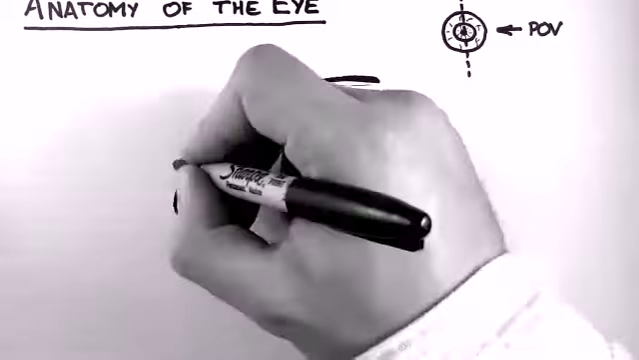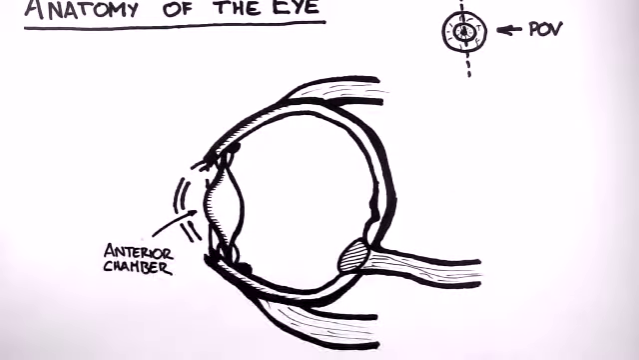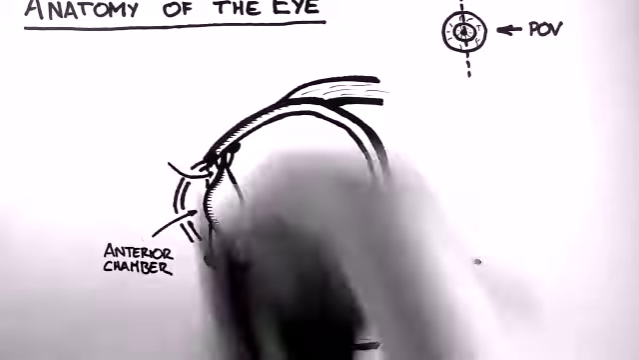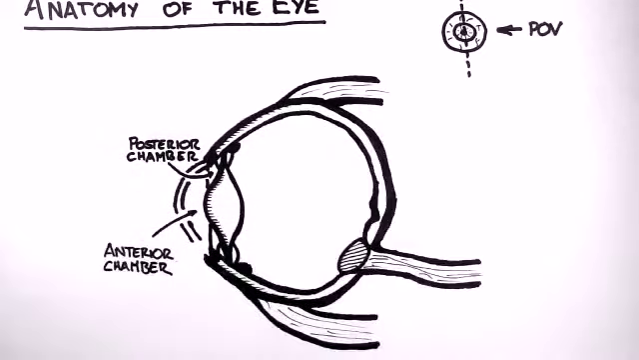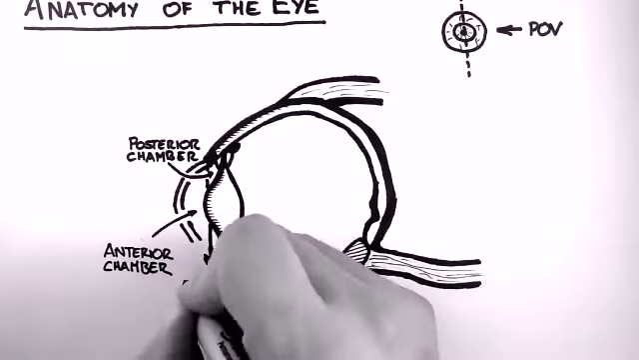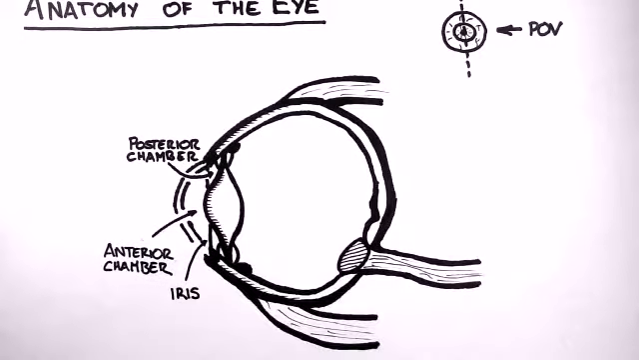The eye kind of looks like this, and I'll start by labeling some of the major features. The anterior chamber is this space at the front of the eye here. And just behind it, we have the posterior chamber. These two chambers are filled with a fluid called the aqueous humor. The anterior and posterior chambers are separated by the iris, which is the coloured part of the eye.